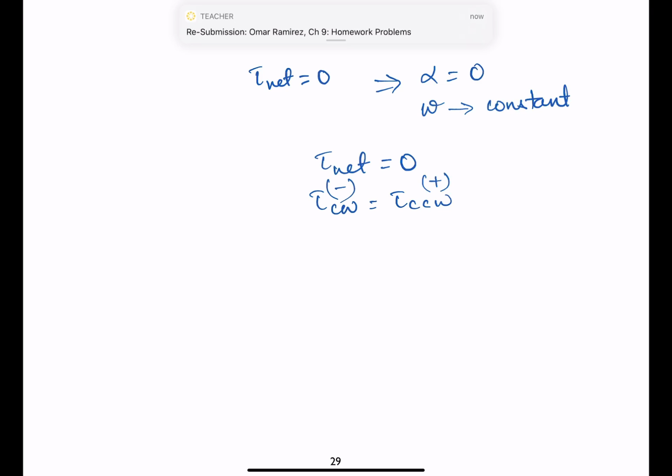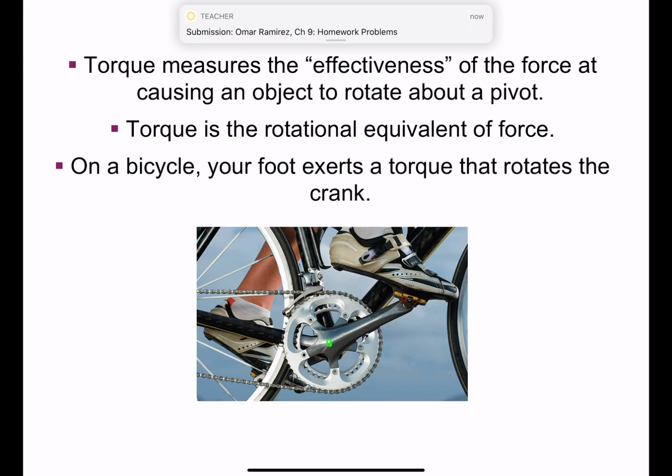Torque measures the effectiveness of the forces at causing an object to rotate about the pivot. In this case, here is the pivot point. The force is exerted down. This is your r. To be honest, the force is at some angle, not perpendicular.